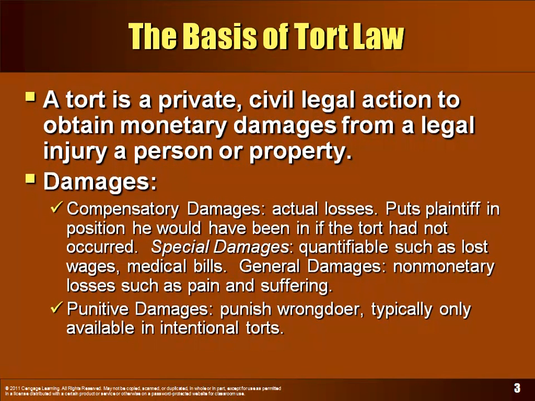Don't just say every case you get punitive damages because the court wants to punish somebody. It's rare, right? Typically only available in intentional torts. Like if I ran around and just started punching everybody on campus, I'm just out of control. Maybe the court would do that.